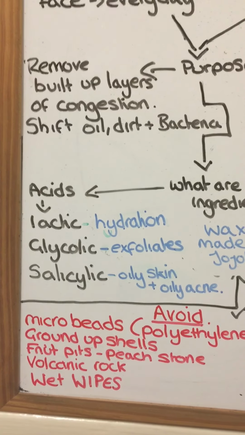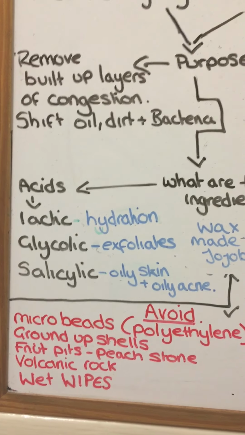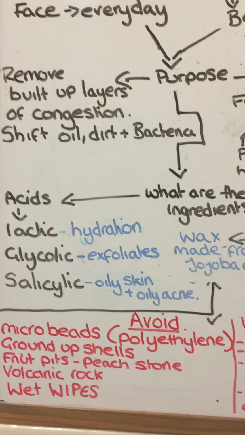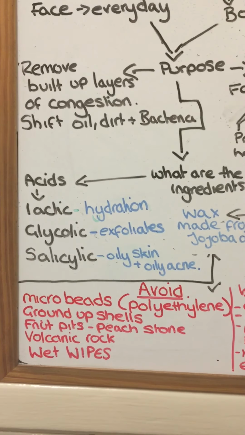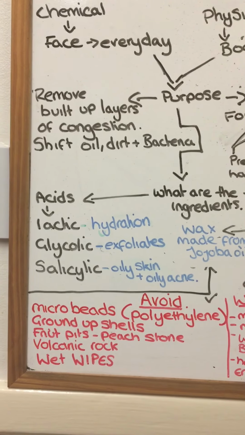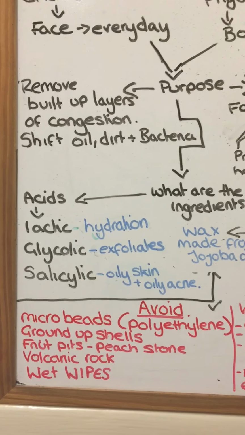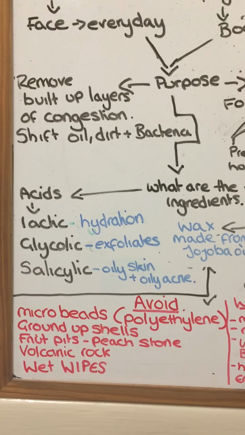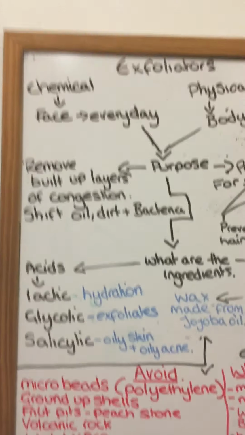Now, some people will say that they've got oily skin or an oily T-zone or oily cheeks, but everything else is dry. This does not mean that you have oily skin. This means that you have dehydrated skin because your skin's barrier has weakened and your moisture is just falling out of your skin. So that's your chemical.